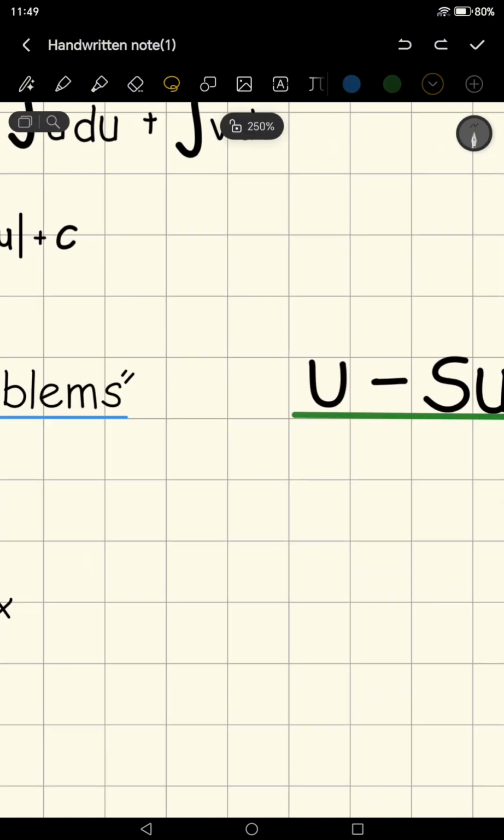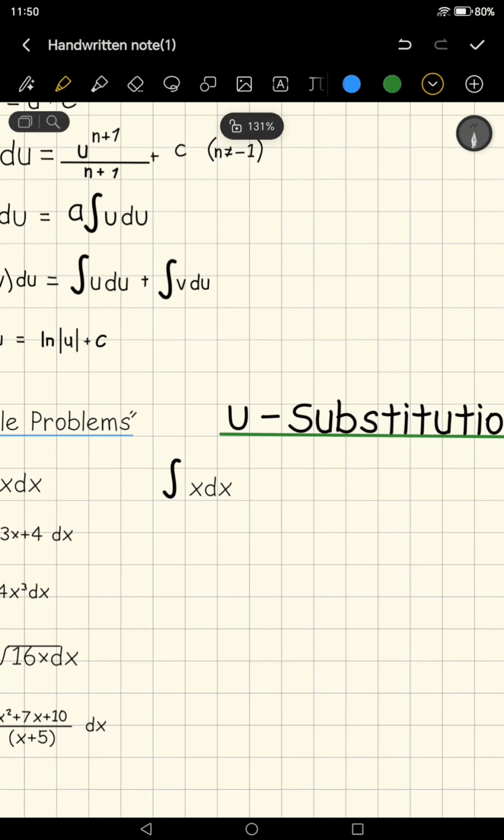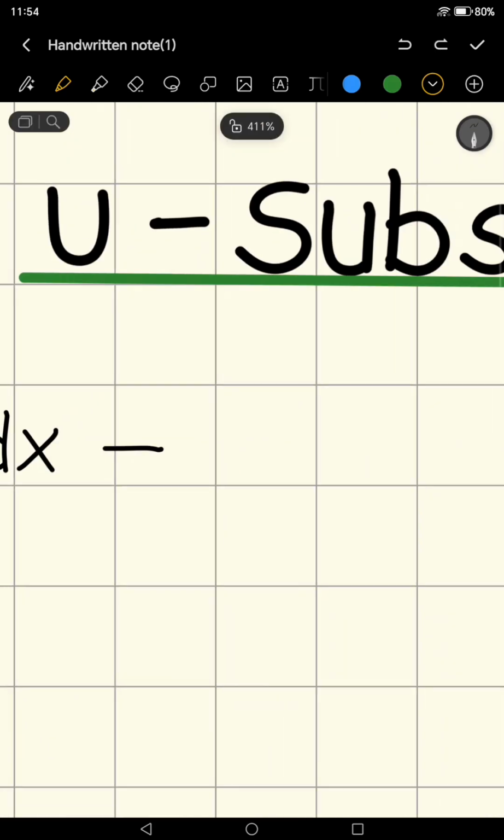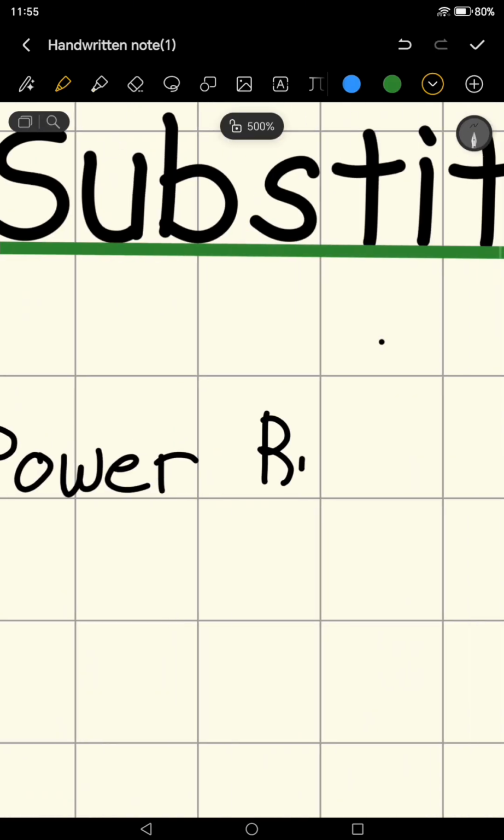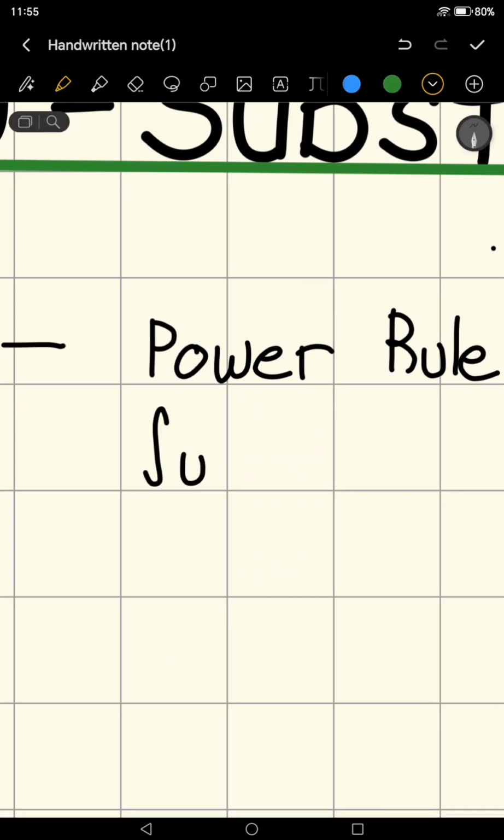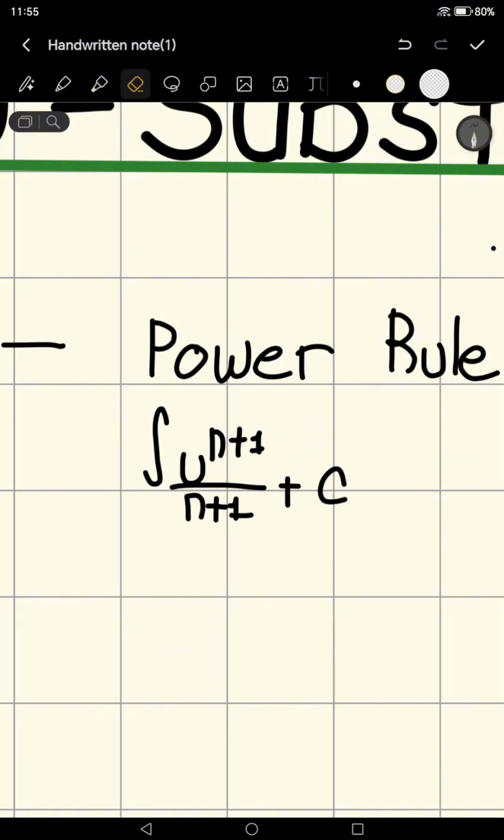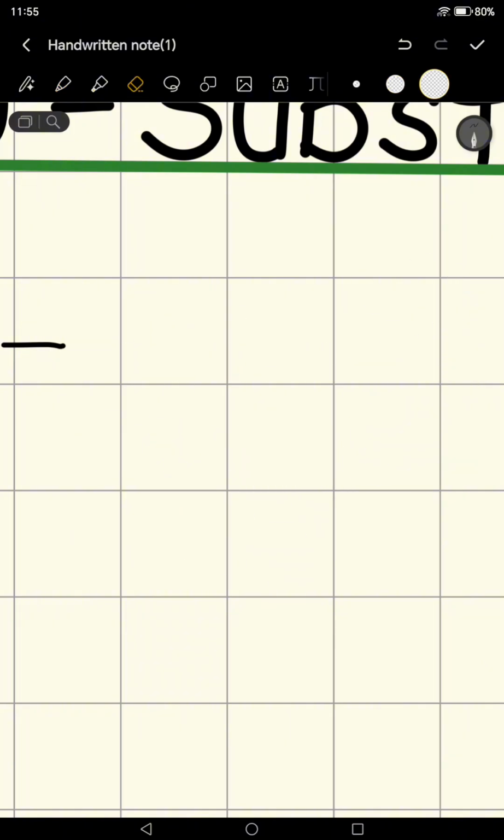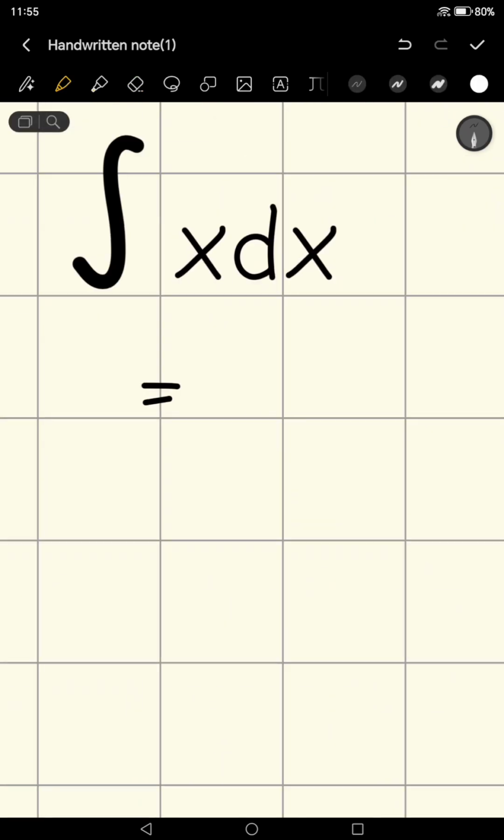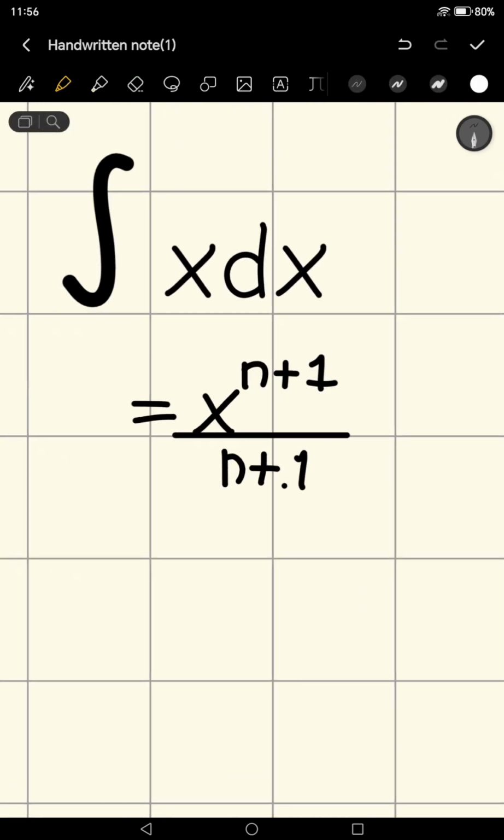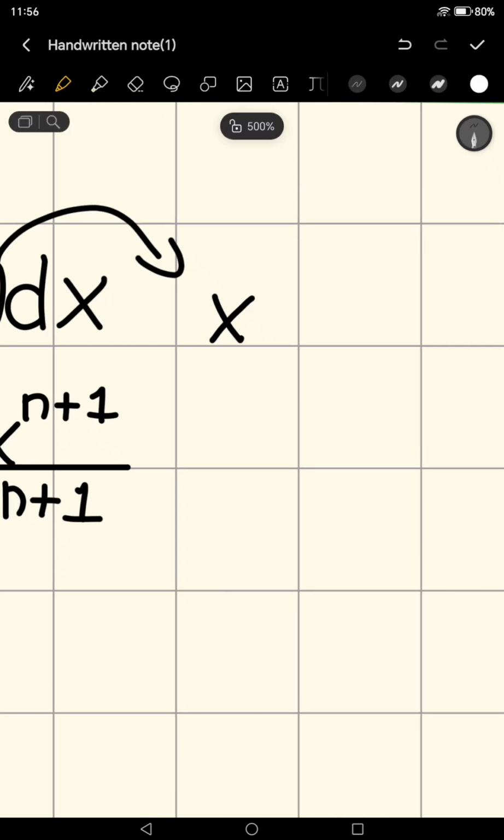Okay, so copy lang muna natin. Then let's start solving number 1. Copy lang muna natin. So let's apply the power rule. Power rule is simply the integral of u^n du is equal to u raised to n plus 1 all over n plus 1 plus the constant c. So the integral of x dx is equal to x raised to n plus 1 all over n plus 1, as n is the exponent of x.